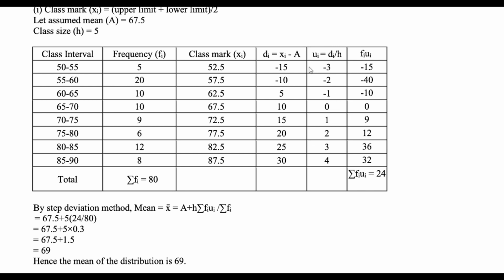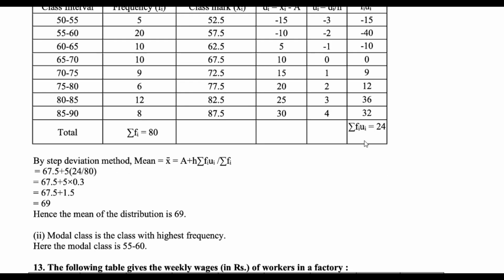After that, ui, that is the minimization of this term, dividing by 10, or you can also divide by 5. Then fi ui is the multiplication of fi, this column, with ui. That is 5 into minus 3, which comes to minus 15. So summation of fi ui is 24, summation of fi is equal to 80. From this table we can get the values.